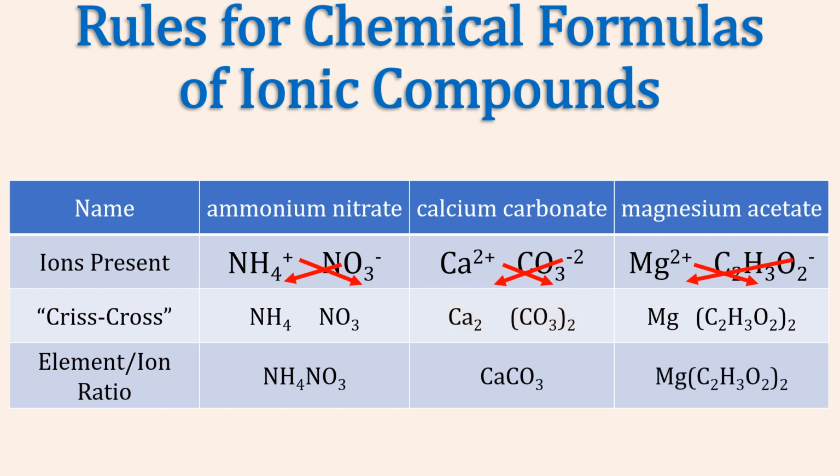Finally, for magnesium acetate, the ratio is 1 magnesium ion to 2 acetate ions to balance the charges. Here, we'll include the parentheses around acetate to indicate that there are 2 ions of acetate for every 1 magnesium ion. And the formula is Mg(C2H3O2)2.